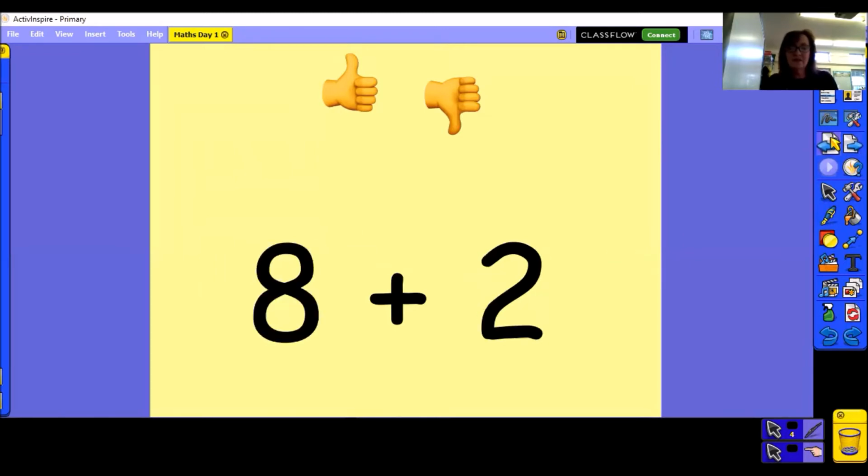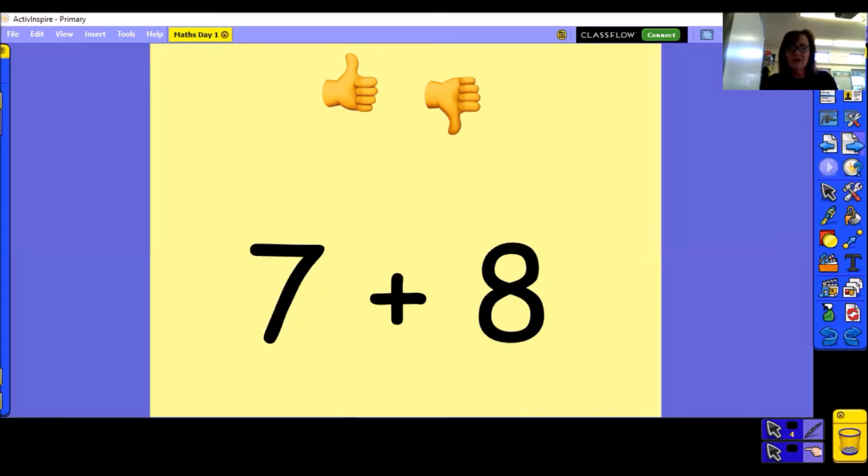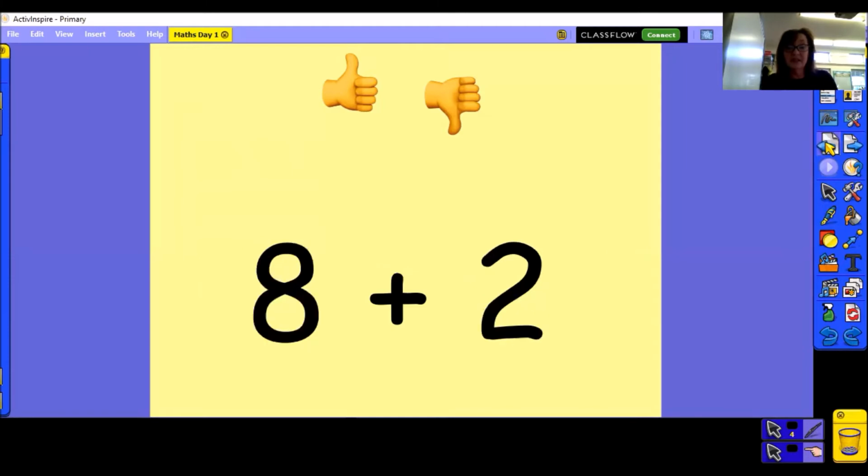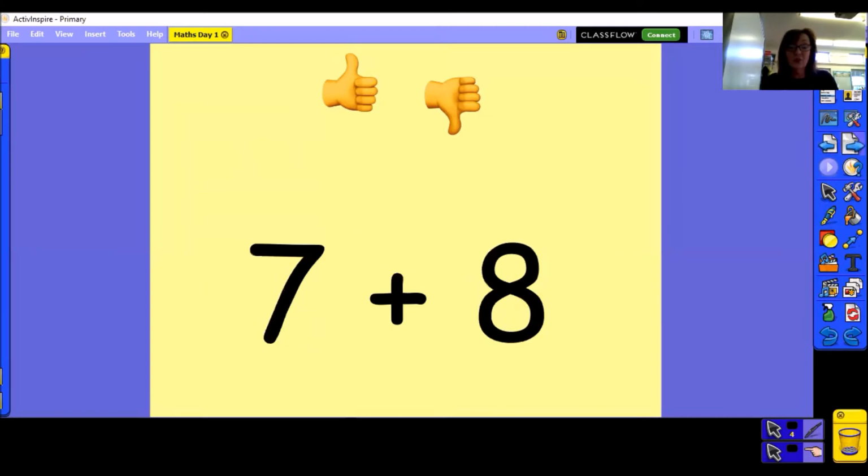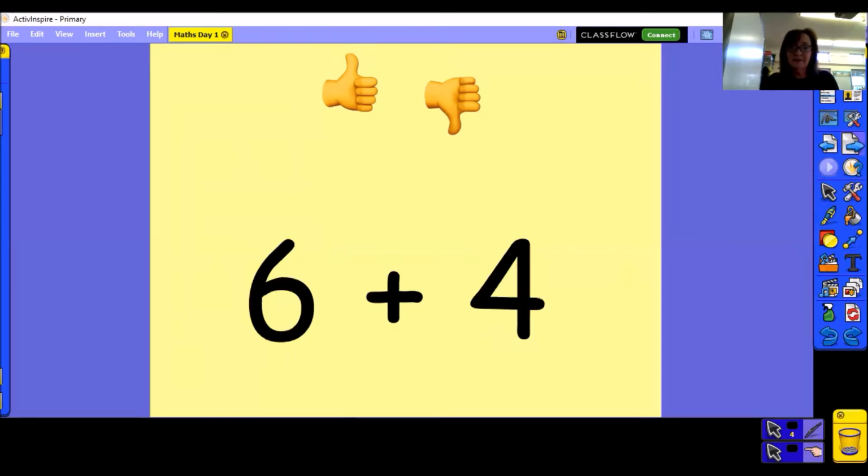8 add 2. Well, we looked in the other slide and we saw that 8 add 2 makes 10. We can use this information. So if we've got 7 add 8, we've already got an 8 there and a 7, and the 7 is bigger than the 2 that we had in 8 add 2. So we know that 7 add 8 is not going to make 10 because the numbers are too big.